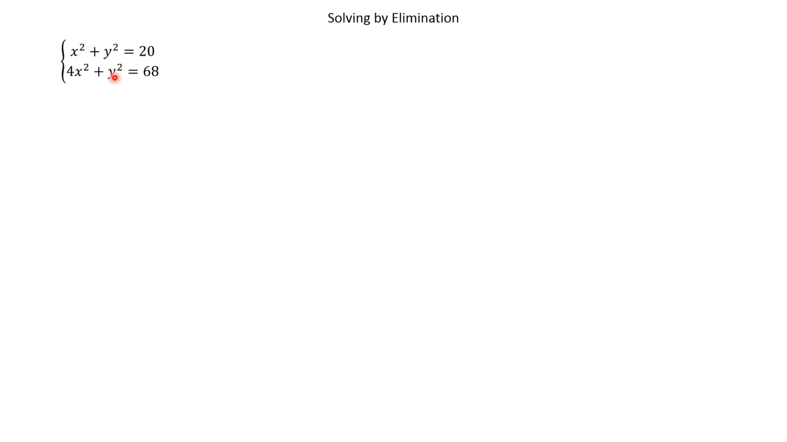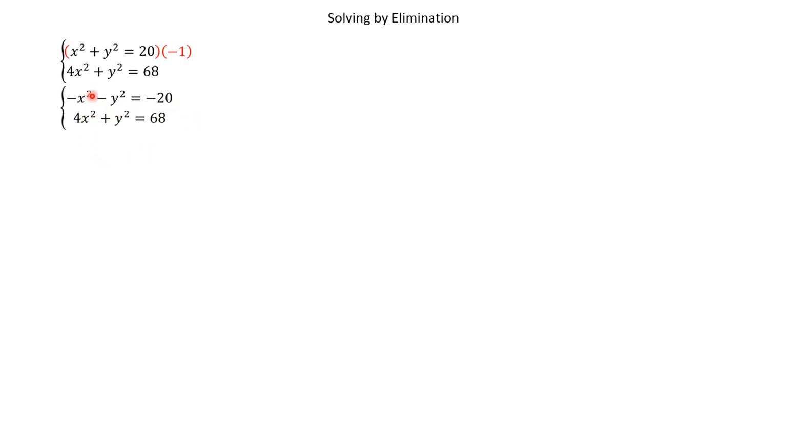So, solving by elimination, it's going to be easy to get rid of the y squareds. We just have to make one of them negative. So let's multiply that top equation by negative 1, and we can distribute it. Negative x squared minus y squared equals negative 20.